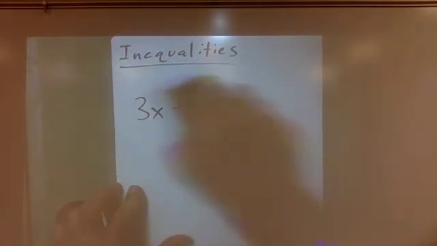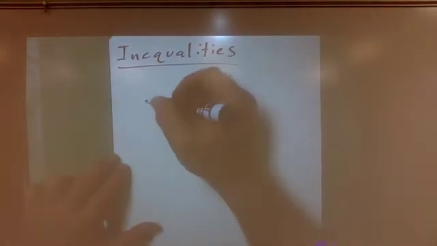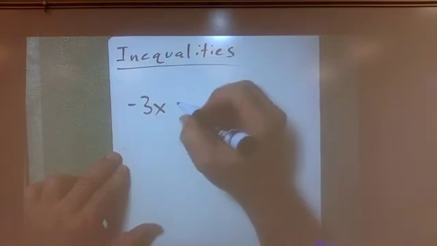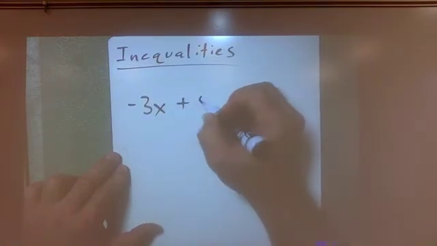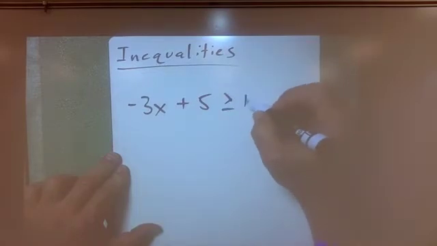Now, these can get a little bit trickier when your coefficient in front of the variable is a negative number. So let's just do that. We'll do the same problem, but I'll make the 3 negative. So negative 3x plus 5 is greater than or equal to 12.